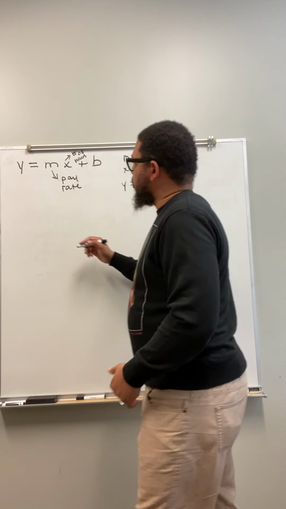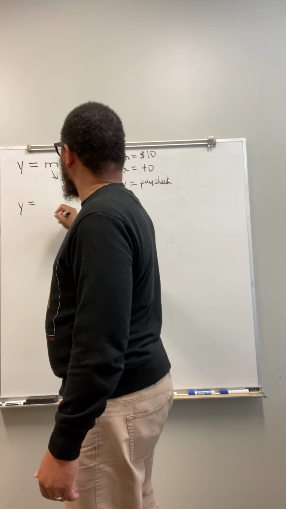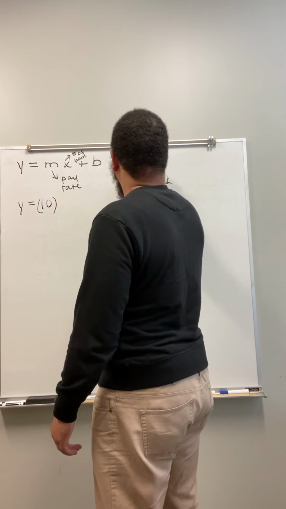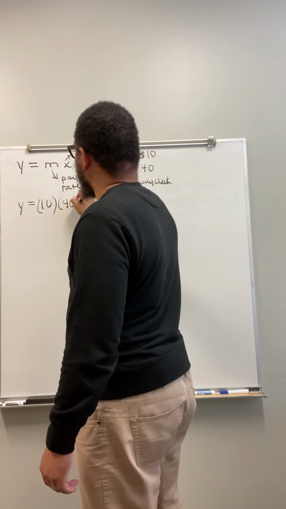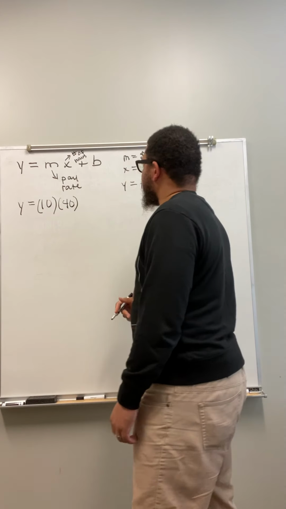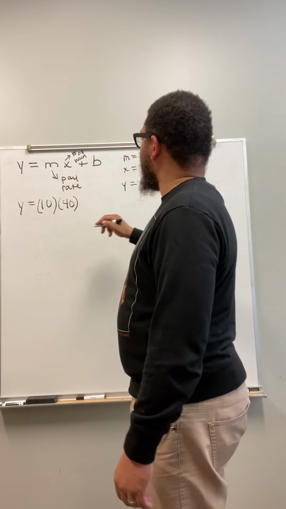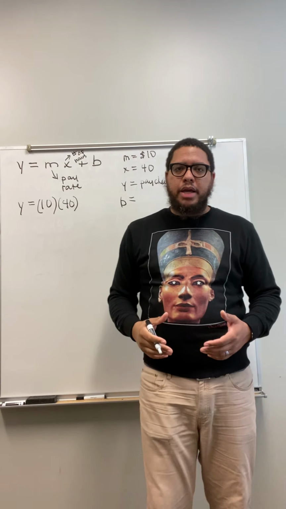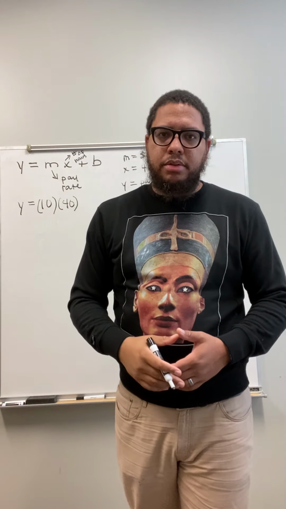So we go over here and I write Y equals M, which is 10, times X, which is 40, because in that particular week, I worked 40 hours. Now you might be wondering, well, what about the B though? The B is what's called the Y-intercept. That's your starting money, right? That's the money you start out with, right?